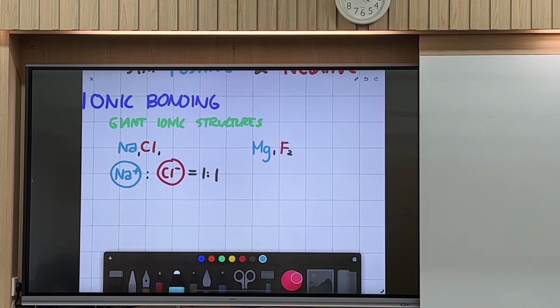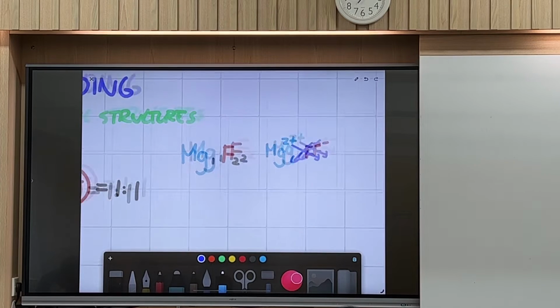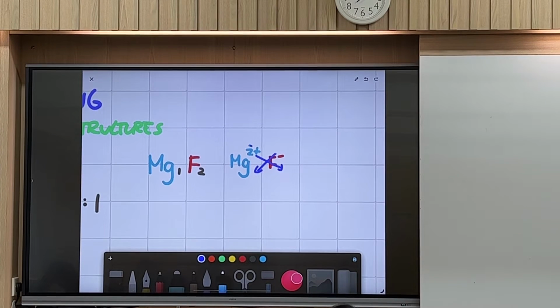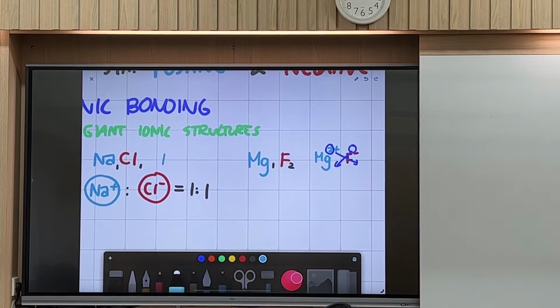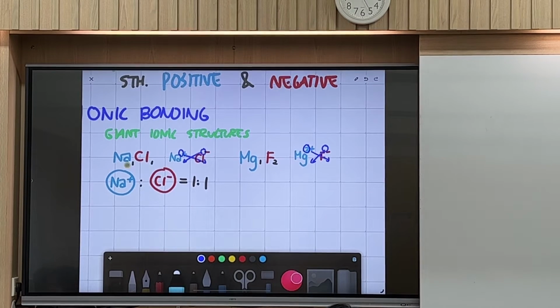Because Mg is from group 2, which means it has 2 plus charge. F is from group 7. What is the charge of something from group 7? Minus 1. Remember the crisscross method? So you can swap the numbers around, and then you have Mg1F2. Similarly, when you do this to Na and Cl, you know Na is from group 1, Cl is from group 7. So this means they have charges of 1 plus and 1 minus, respectively. When you swap the numbers, you get Na1Cl1.